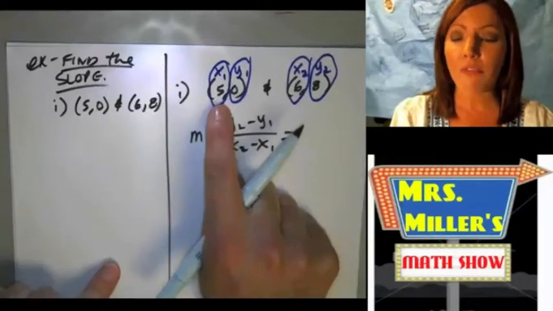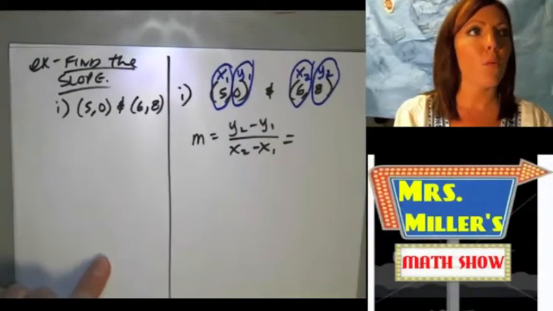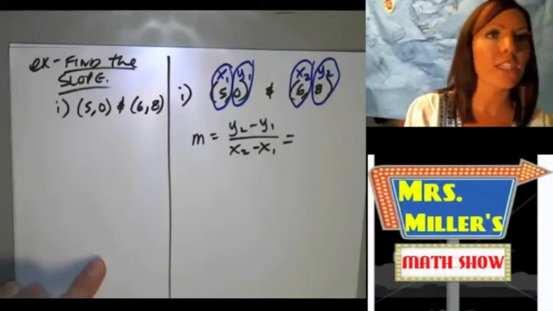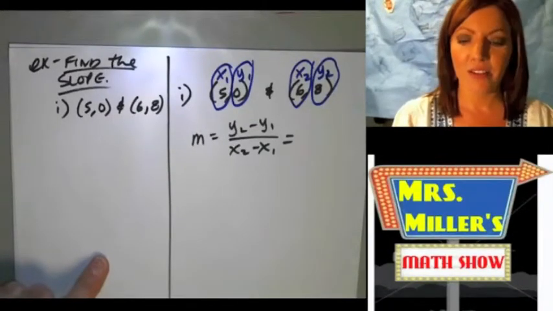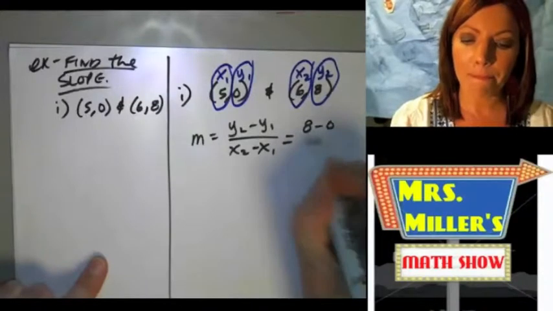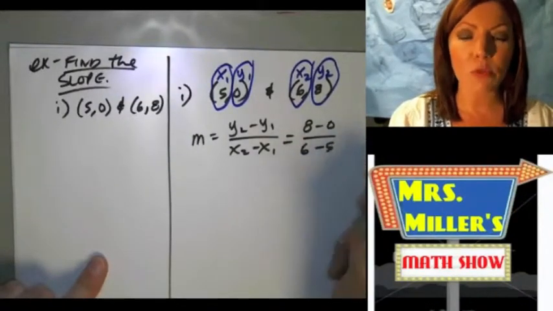Okay, everybody look up here. If I labeled x1 as 5, and y1 is 0, and x2 is 6, and y2 is 8, what do you think, Alyssa? 8 minus 0. Good. Over 6 minus 5. Make some noise for Alyssa.